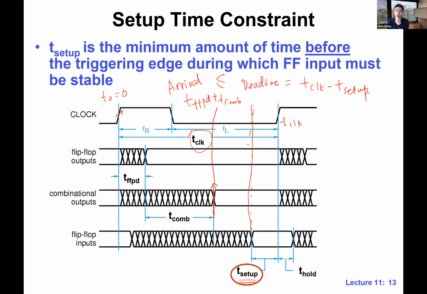Yes, the deadline is also greater than or equal. That's also the same. By saying D has arrived or D is available, I mean that D is steady, D is stable. We need to make sure that D is stable before the deadline.